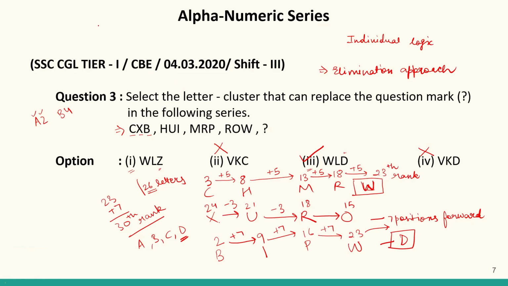I told you this small trick that you can use to remember these, right? So from R, if we are going back to O, which is at 15th position, we are going back 3. So from O also we have to go 3 positions back. That is the 12th position. And at the 12th position, we have L. So this confirms our answer. We will get W, L, and D. So option number 3 will be our answer.